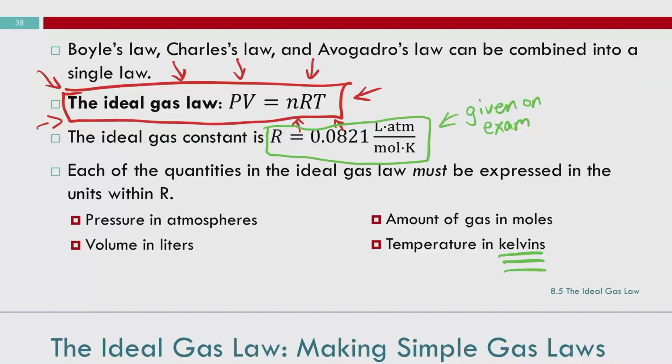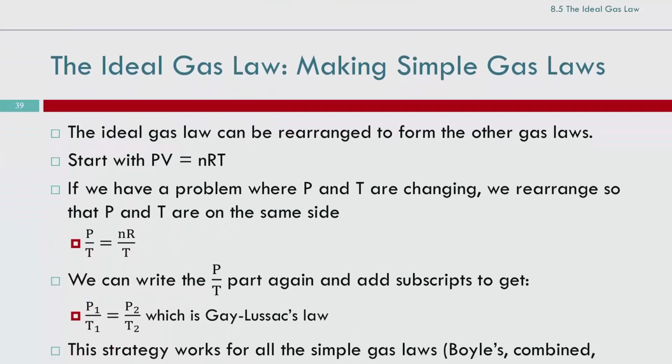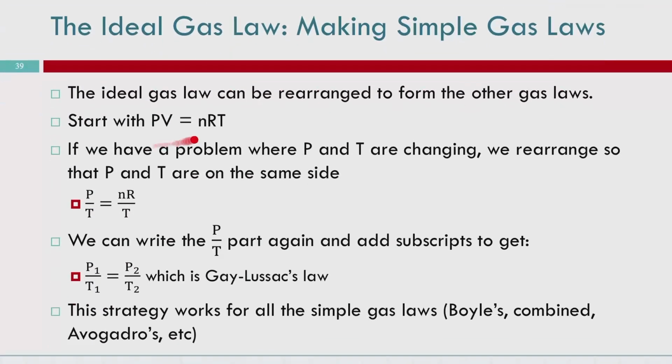Okay, so that's our ideal gas law. And I had mentioned last lecture, we can make our simple gas laws from this, our ideal gas law. So if you don't want to memorize your simple gas laws, you can start with your ideal gas law, PV equals nRT.